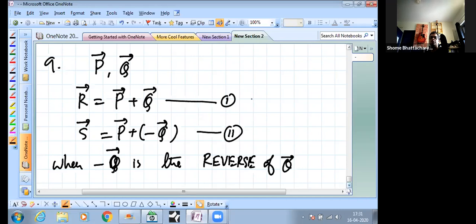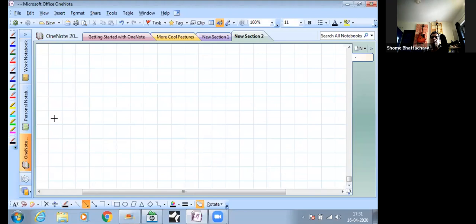Okay, so this is first of all what the language of the question is saying, and then you have to prove something about R and S. Okay, so first of all, make sure the statements are clear in terms of the language of the question. Then we'll understand what we mean by this vector minus Q a little bit more. Okay. So now let us convert this to a vector diagram. Okay. So suppose my vector P looks like this. Okay, so this arrow represents vector P, and my vector Q is an arrow which looks like this.